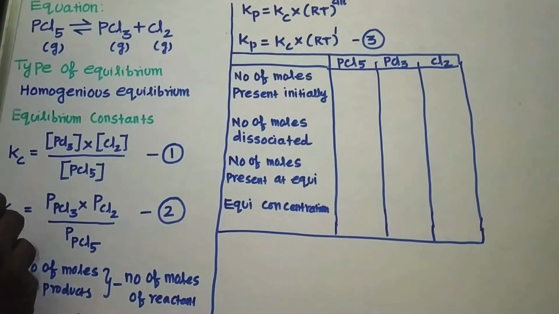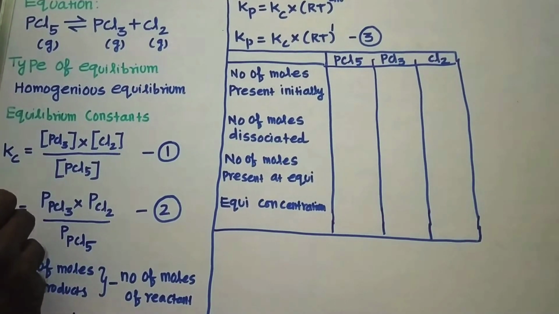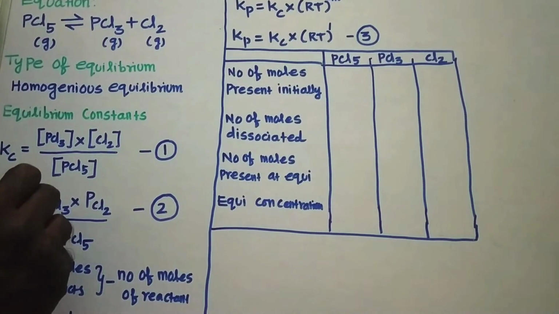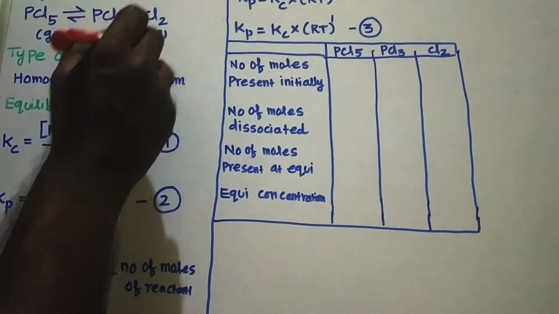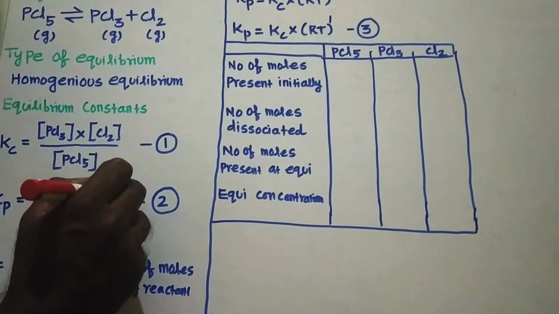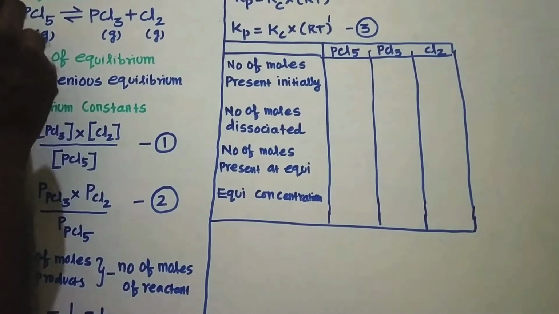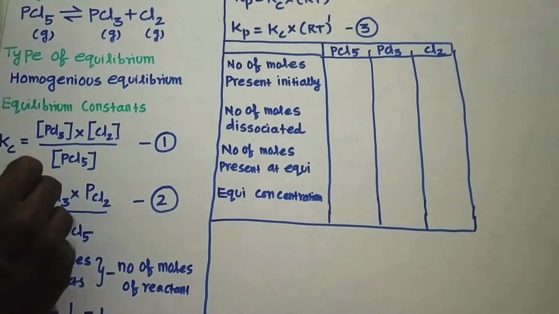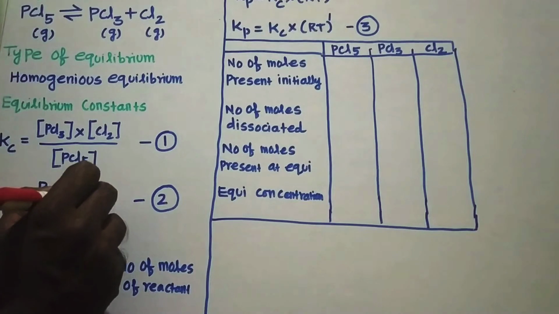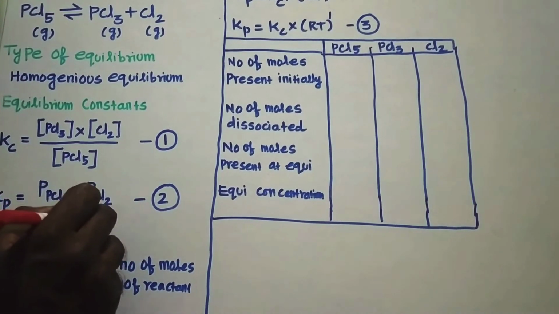Then the value of Kp is equal to the partial pressure of PCl3, then the partial pressure of Cl2, divided by the partial pressure of PCl5. Therefore, Kp is equal to PCl3 into Cl2 divided by PCl5.